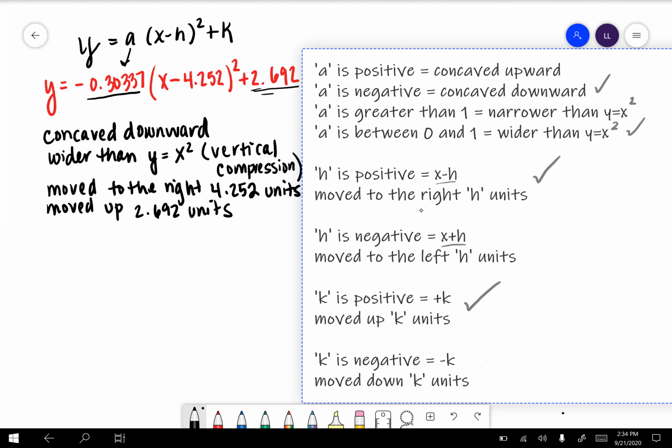And voila, we have described the transformation of the graph from y equals x squared to y equals negative 0.30337 times x minus 4.252 quantity squared plus 2.692.